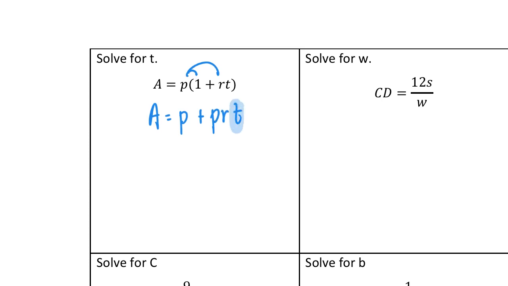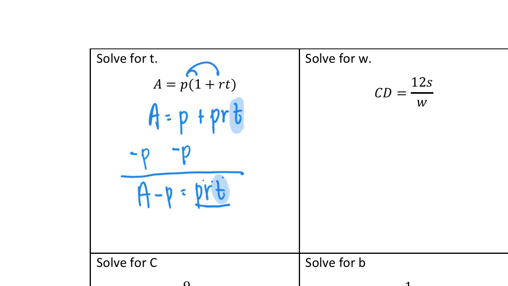We're trying to solve for t. In order to solve for t, we need to first subtract p from both sides. And then we want to get t alone. Like that problem on the front side, the p, the r, and the t are all multiplied. So to get rid of the p and the r, use the inverse operation of division. Your final answer is t equals (a minus p) over pr.